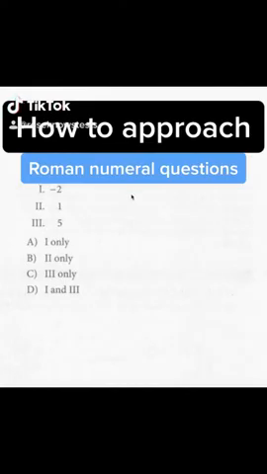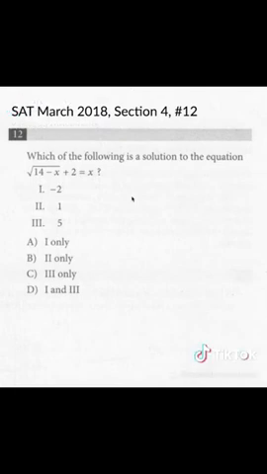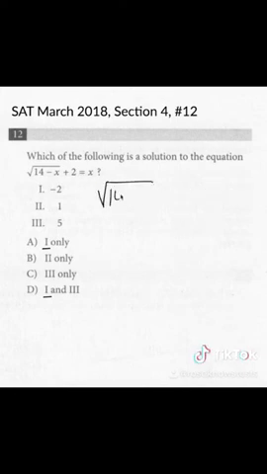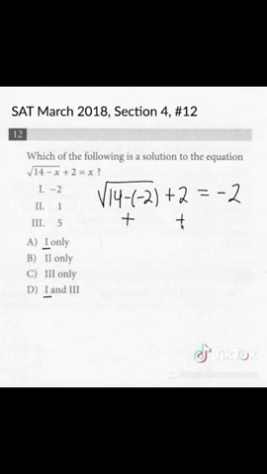So I'm going to show you a quick way to answer Roman numeral questions. So I see that option 1 is in A and D. So I'm going to test out option 1 because either way I'll be able to narrow it down to 2 options. So we have root 14 minus negative 2 plus 2 equals negative 2. Well, I don't even need to go further. This is positive, so there's no way that the answer can be negative. So option 1 doesn't work, which means we can eliminate A and D.